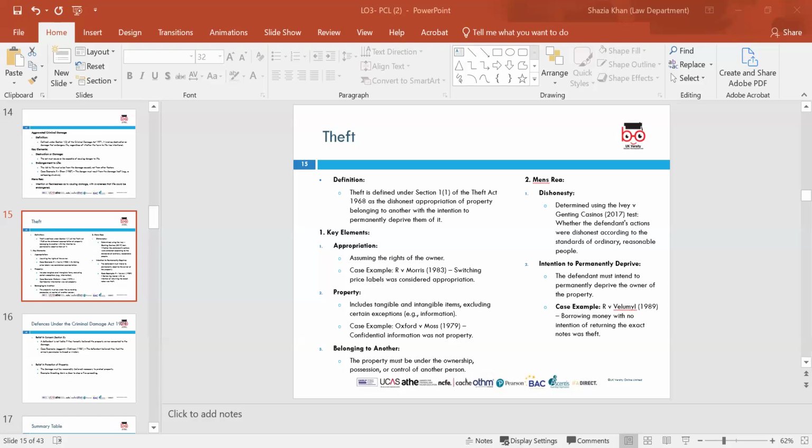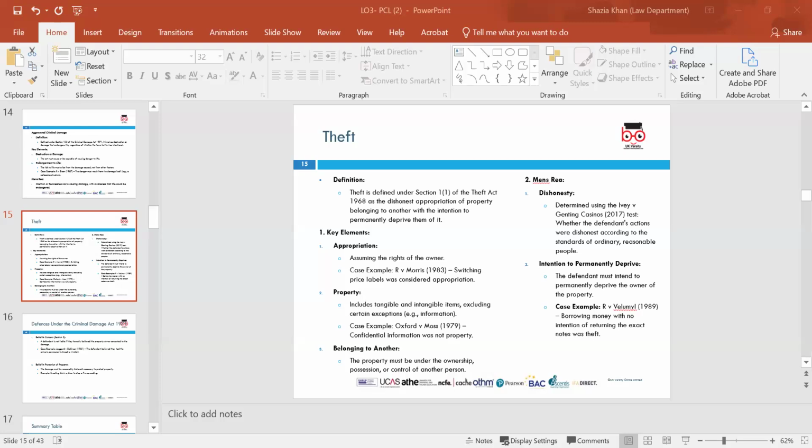Then for property, the key element, property includes money and numerous other items belonging to another, tangible and intangible items. Personal property includes property other than land, such as vehicles, electrical appliances, antiques, and all other physical objects. Real property means land and anything fixed to the land, including houses and outbuildings. Belonging to another is under section 5 of the Theft Act. Property belongs to another person if that person has possession or control of it.